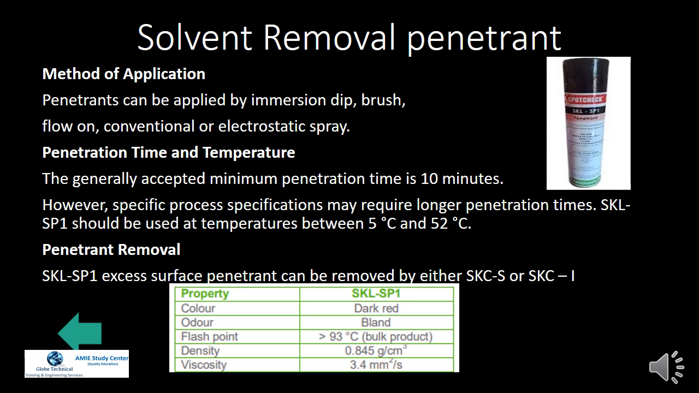Penetration time and temperature. The generally accepted minimum penetration time is 10 minutes. However, specific process specifications may require longer penetration times. SKLSP1 should be used at temperatures between 5 degrees Celsius and 52 degrees Celsius. Penetrant removal. SKLSP1 excess surface penetrant can be removed by either SKCS or SKC-I.